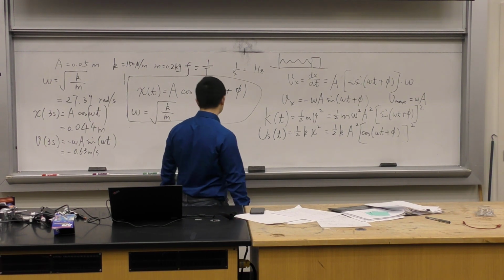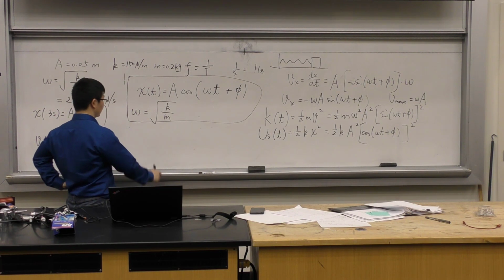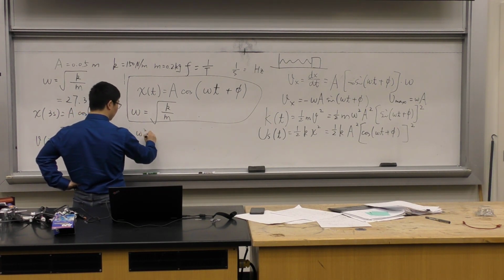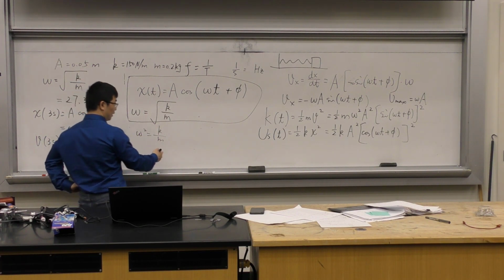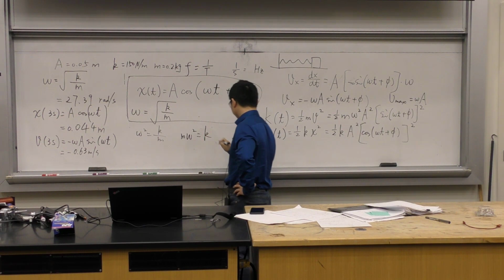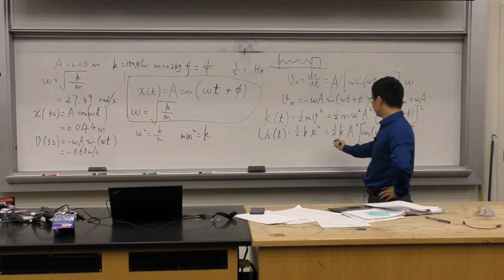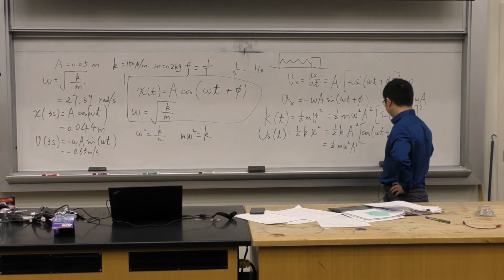And then if you add them together, it's very interesting. Remember omega, k and m are related. If I square this, omega squared equals k over m. Then multiply both sides by m, and you get m omega squared equals k. So that means this is going to be equal to 1/2 m omega squared A squared, times the cosine squared.